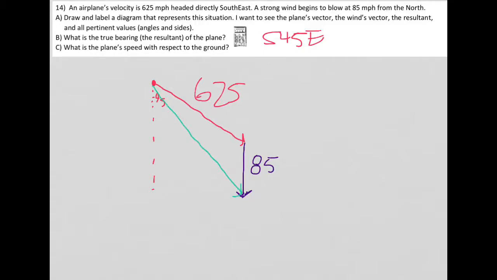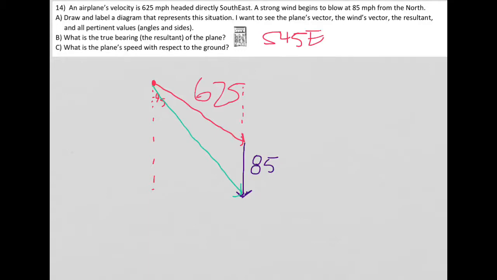Right there, the green line going straight down. The magnitude of that green line will represent the plane's speed with respect to the ground, and then I can find the true bearing after that. So I now have a triangle here, which I can figure some information out about.